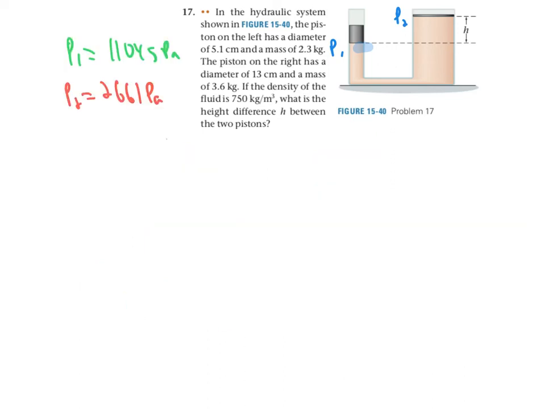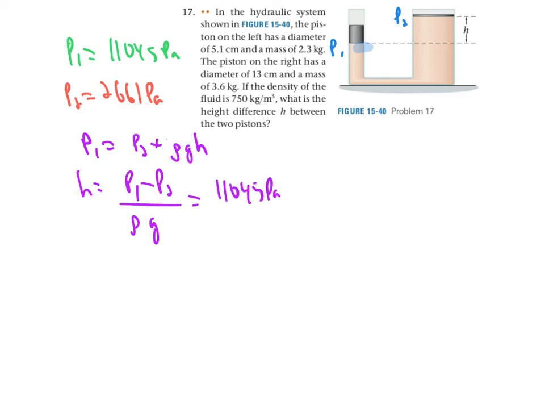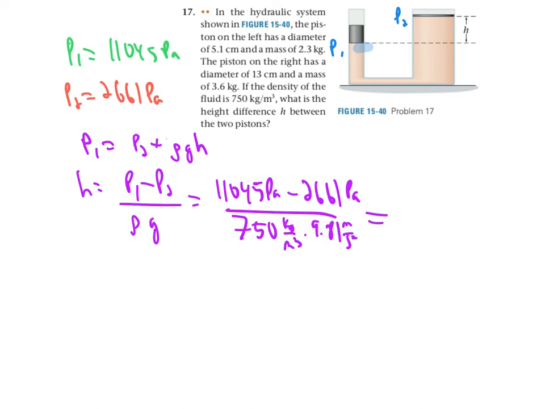All right, and now we're going to turn that pressure difference into a column height. So as a reminder, we have that pressure 1 is pressure 2 plus rho GH, which means H is pressure 1 minus pressure 2 over rho G. So it's 11045 pascals minus 2661 pascals over 750 kilograms per meter cubed times 9.81 meters per second squared. And we get 1.1395 meters, which means that it really should be 1.1 meters because we only have 2 sig figs all the way through.